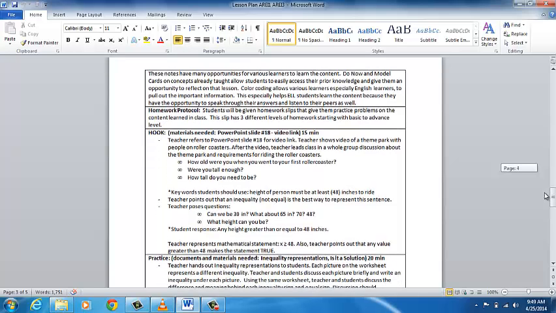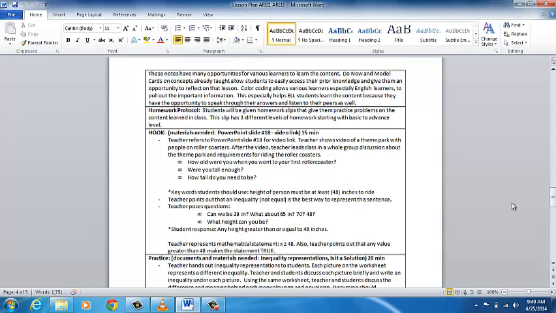Now, in terms of getting into the meat of the lesson, the hook. The teacher will refer to PowerPoint slide number 8 for the video link, in which a theme park is shown with people on roller coasters. We chose Six Flags in Santa Clarita because hopefully a lot of our students have been there. Then a class discussion will follow: how old were you when you rode your first roller coaster, if you were tall enough, and how tall did you need to be?